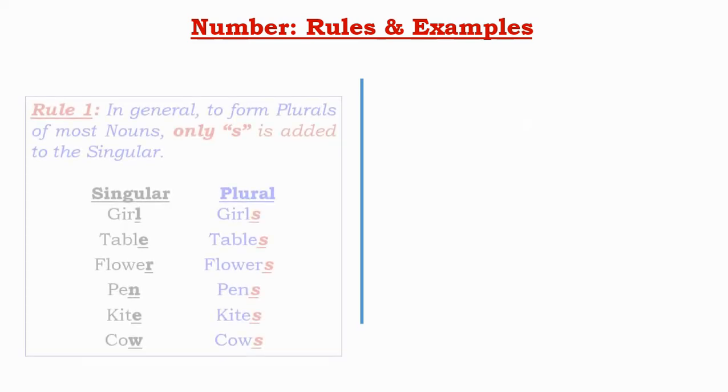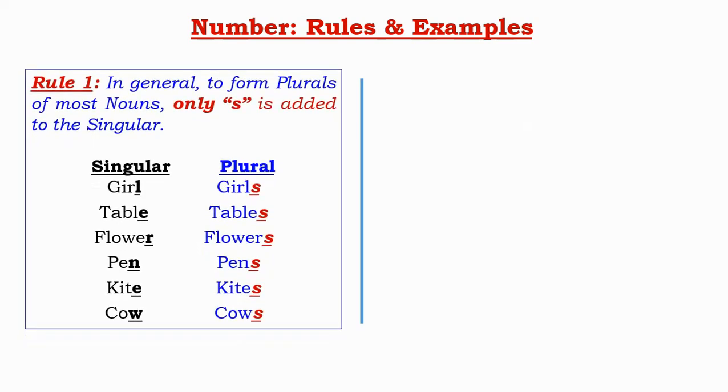Rule number 1. In general, to form plurals of most nouns, only s is added to the singular. A few examples are: girl becomes girls. Table from singular becomes tables in plural. Flower becomes flowers, etc.